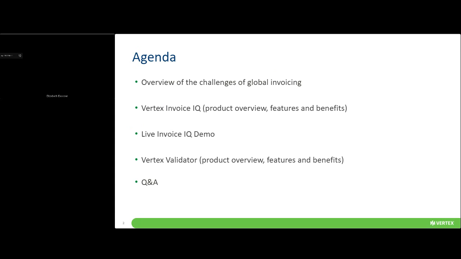Today's agenda, we will be presenting an overview of the challenges of global invoicing, and then we will get into the product, Vertex Invoice IQ, where Fion's going to walk through a product overview and the features and the benefits. And then David is going to do a live Invoice IQ demo. And we are also going to be discussing another new product called Vertex Validator. And then we will head into the Q&A.